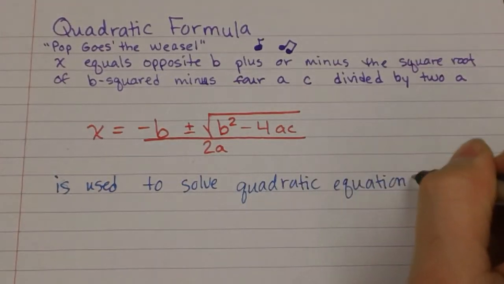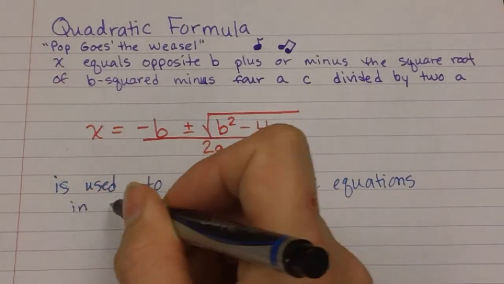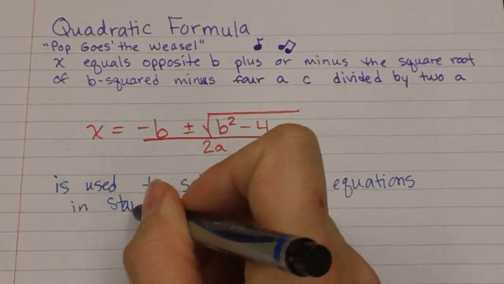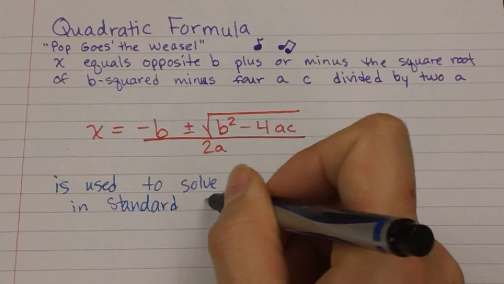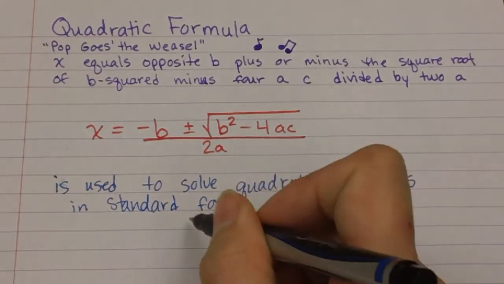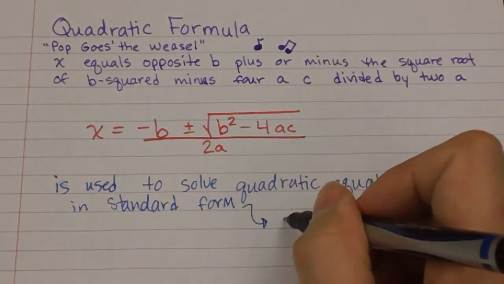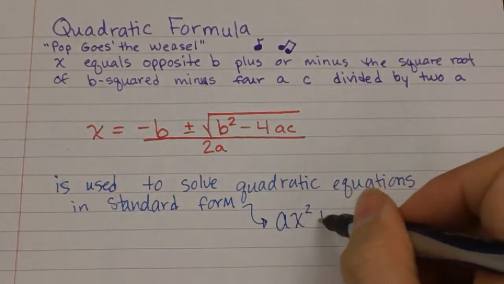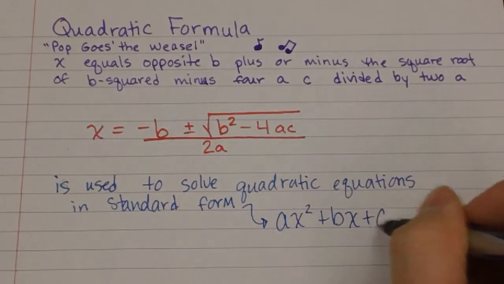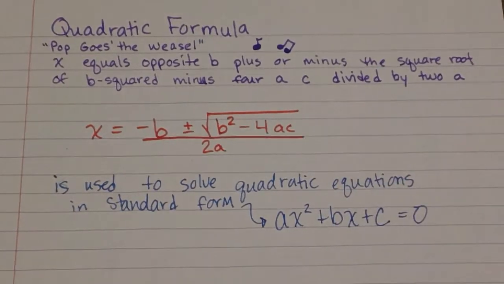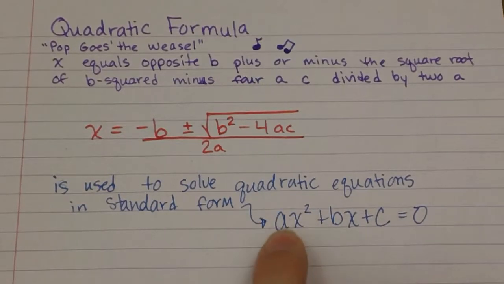Now these quadratic equations need to be in standard form. Standard form for a quadratic equation is ax squared plus bx plus c equals 0. So when you're solving a quadratic equation, what you're going to be working with really is just the coefficients, which are the a in front of the x squared, the b in front of the x, and then the c, which is the constant term.